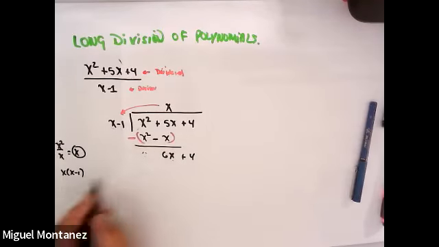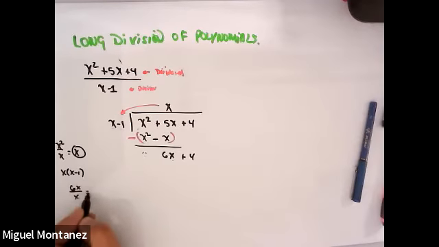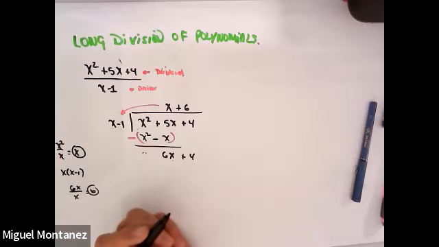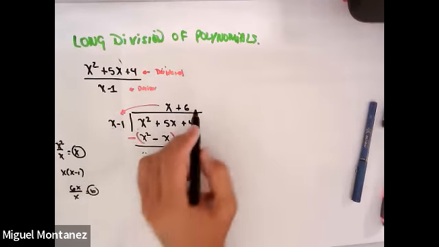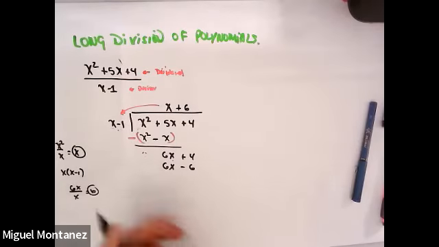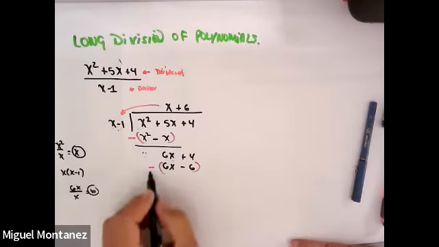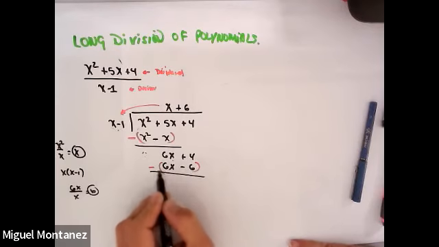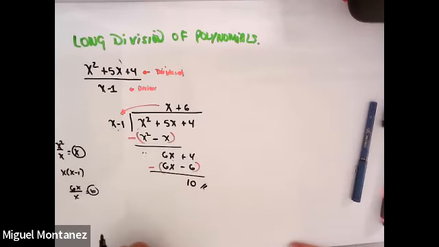Namely, you take the lead term here, which is 6x, and divide it by the lead term x. This over that will be 6. That will be your next term. And you multiply: 6 times x is 6x, 6 times negative 1 is minus 6. And remember to subtract. 6x minus 6x is gone. 4 minus minus 6 will be positive 10. And we are done.